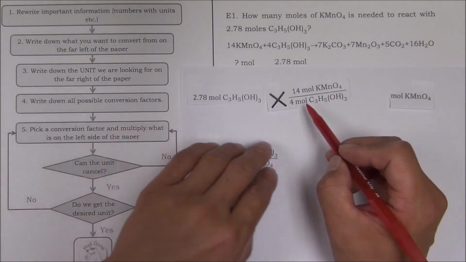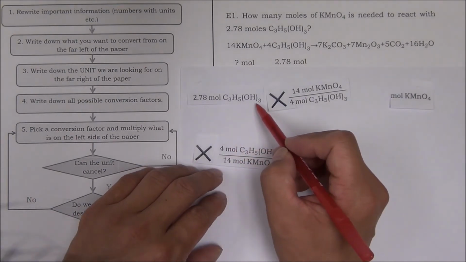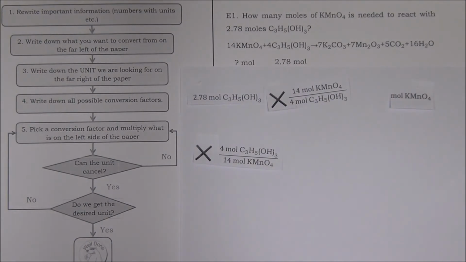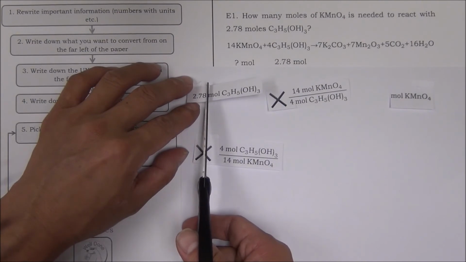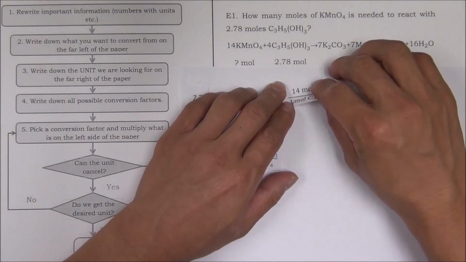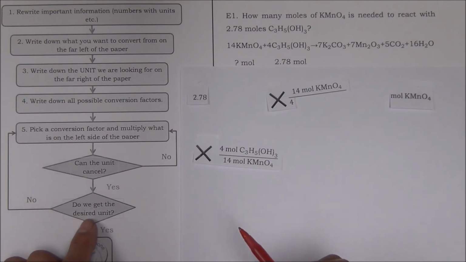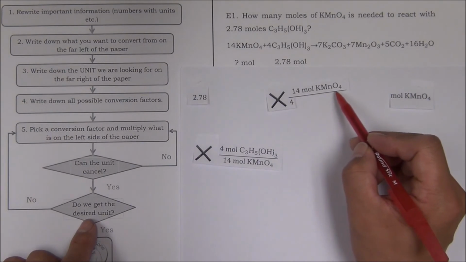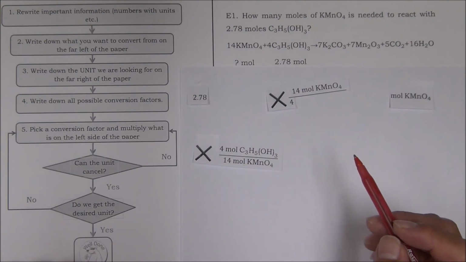Can the unit cancel? Mole glycerol at the denominator and mole of glycerol on the numerator. They will cancel according to the mathematical rules. Do we get the desired unit? The unit we are looking for is mole potassium permanganate, and the unit we have left right now is mole potassium permanganate. Bingo! Well done!